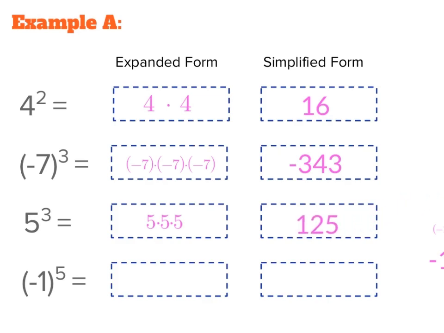Then I've got negative 1 to the 5th power, so that's going to be negative 1 times negative 1 times negative 1 times negative 1, 5 times. So if I simplify that out, I've got a negative times a negative is a positive, positive times a negative is a negative, negative times a negative is a positive, and then positive times a negative is a negative. So I end up with negative 1. So notice for my expanded form, I've taken each of my numbers and I've written out how many times this needs to be multiplied. And then the simplified form is when I have just one number when I've done my multiplication. So now let's try some practice problems on your own.